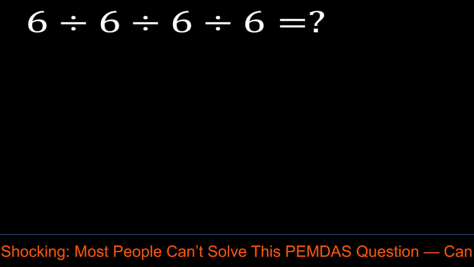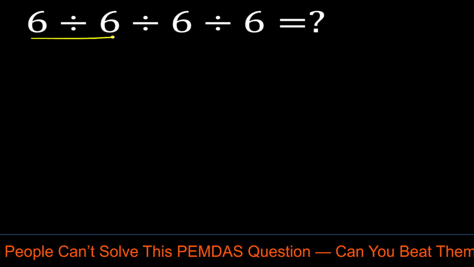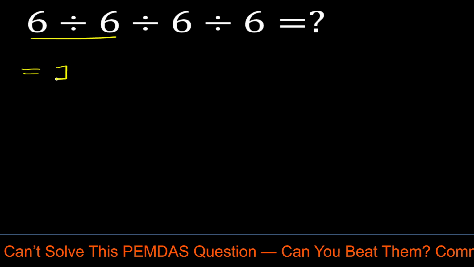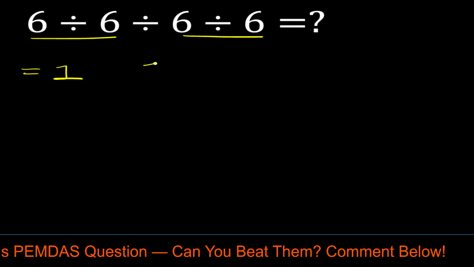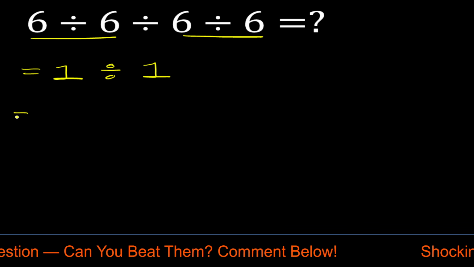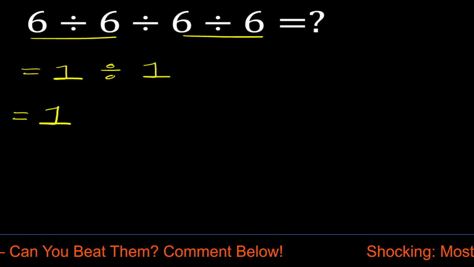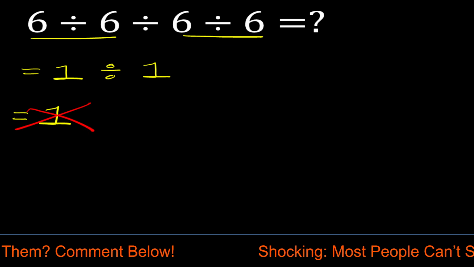So most people solve this question like 6 divided by 6 is equal to 1, right? Then again 6 divided by 6 is equal to also 1. So now 1 divided by 1 is equal to 1, right? But this answer is not correct. This answer is completely wrong.